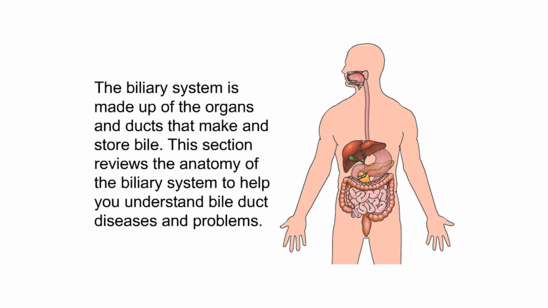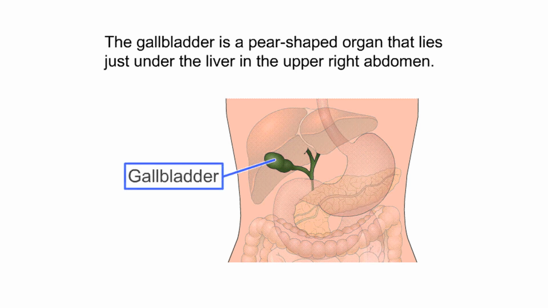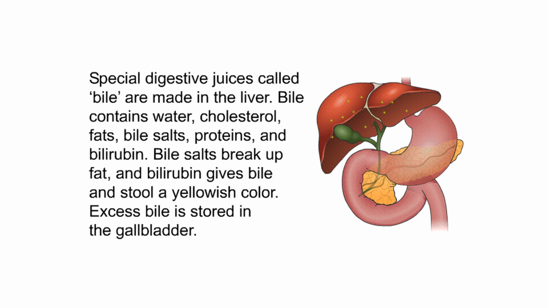The biliary system. The biliary system is made up of the organs and ducts that make and store bile. This section reviews the anatomy of the biliary system to help you understand bile duct diseases and problems. The gallbladder is a pear-shaped organ that lies just under the liver in the upper right abdomen. Special digestive juices called bile are made in the liver. Bile contains water, cholesterol, fats, bile salts, proteins, and bilirubin. Bile salts break up fat, and bilirubin gives bile and stool a yellowish color. Excess bile is stored in the gallbladder.